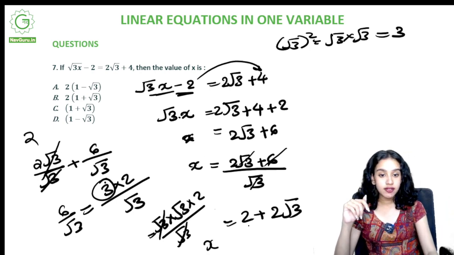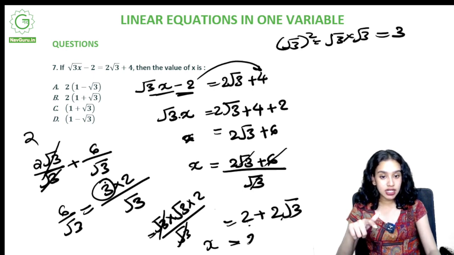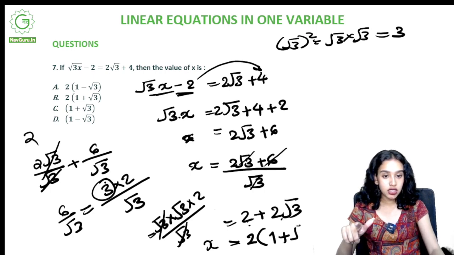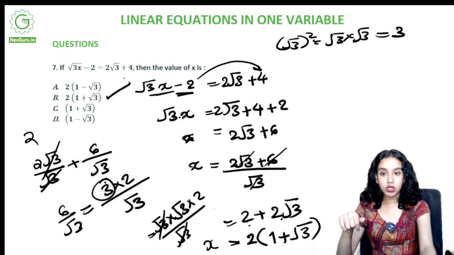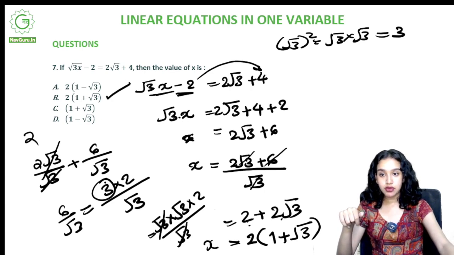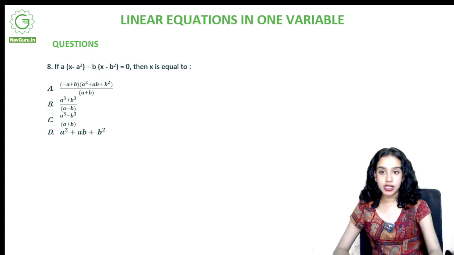Now we have 2 in both of these terms here. So we take 2 out and we get 1 plus, we took 2 out from here and we remain with root 3. So we have the answer as 2 into 1 plus root 3. Now let's move on to the next question.